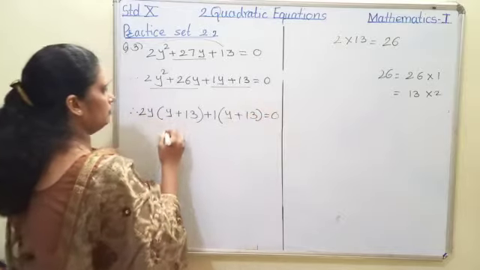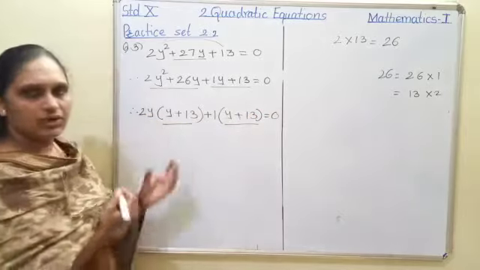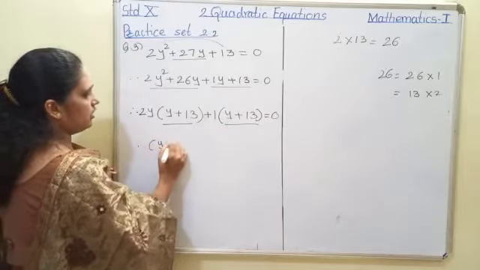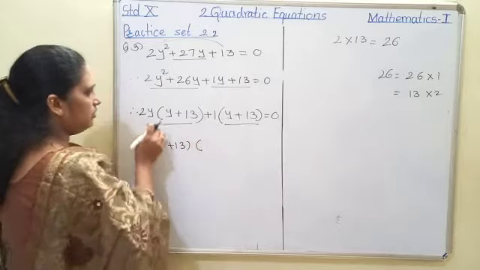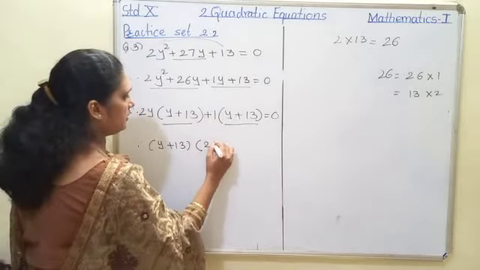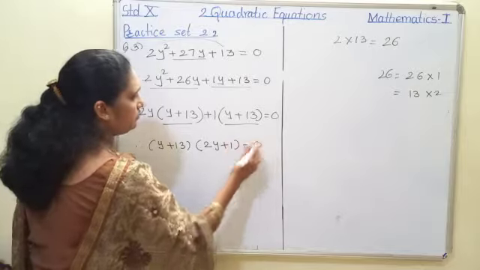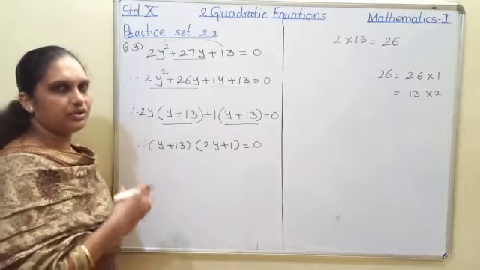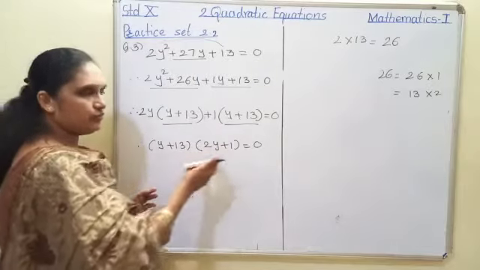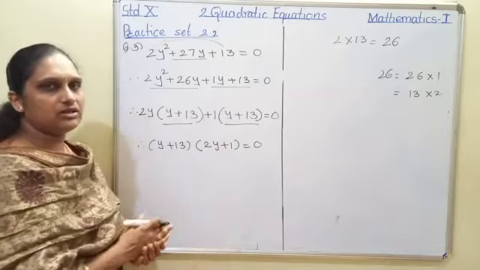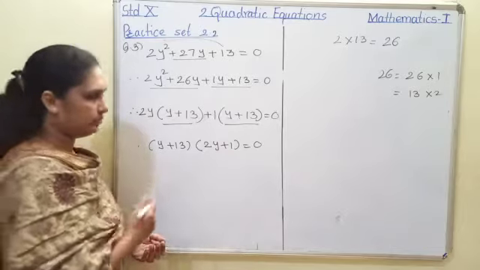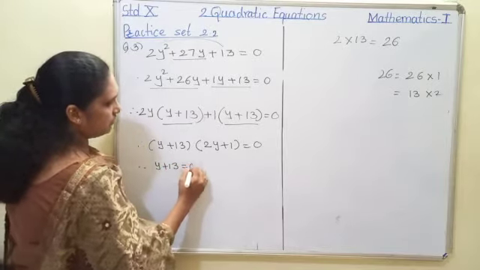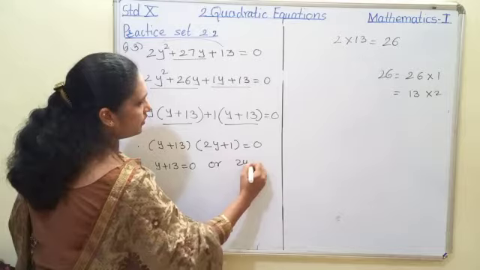Now we'll take the y plus 13 bracket common. So I'll take that first. This is y plus 13, and what remains will be in the second bracket. Now these are the factors of the given quadratic equation. As I said, if the multiplication of two numbers equals 0, that means either the first number equals 0 or the second number equals 0. So we'll write y plus 13 equal to 0 or 2y plus 1 equal to 0.